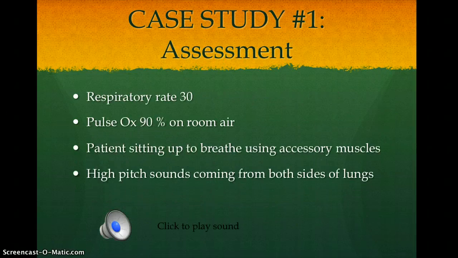Assessment: her respiratory rate is 30. Pulse ox is 90% on room air. Patient is sitting up to breathe using accessory muscles, and there's a high-pitched sound coming from both sides of her lungs. Let's listen.